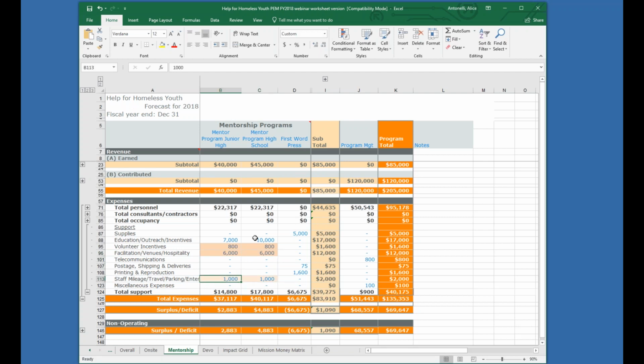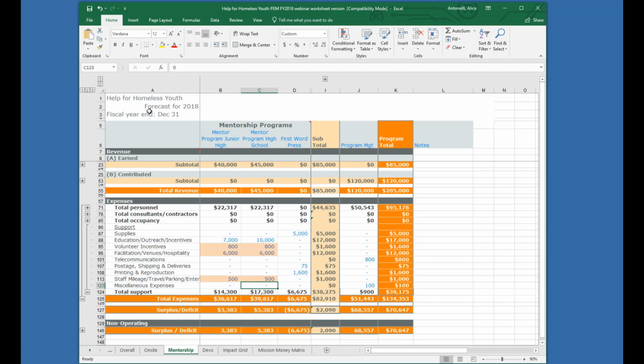And down here, saving on travel costs, they went from $1,000 to $500. So in the end, they were able to increase the surplus by another $7,000. So we see here, we've got $70,000 surplus, and previously it was $63,000.